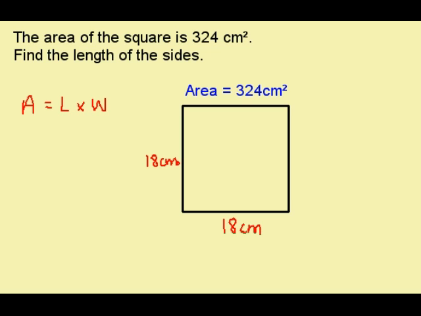The second way is to use the square root button on my calculator. If I type in square root 324 and press equals, it gives me the answer 18, so I know that the sides are 18 centimetres long.